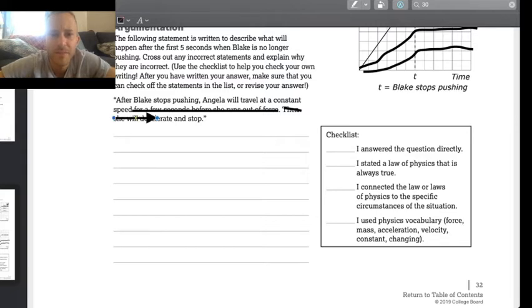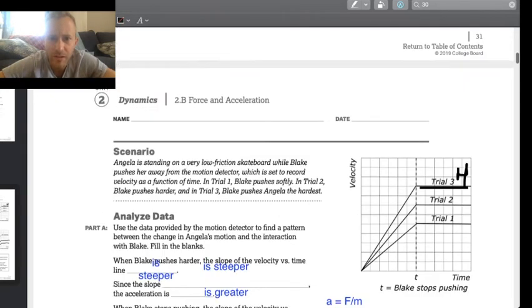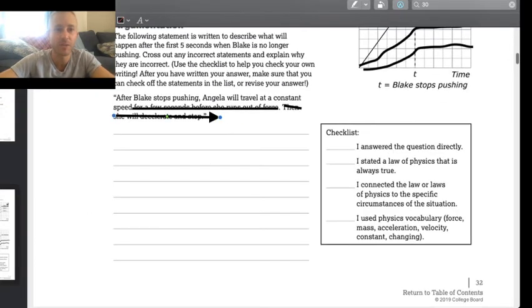So, yeah, I kind of have a little bit of a beef with this. What does it say about the skate? It says Angela is standing on a... See, I don't like this question because it says very low friction skateboard. When you say very low, do you mean literally 0 friction or a tiny bit of friction? I don't know what they mean. So I'm just going to explain myself.